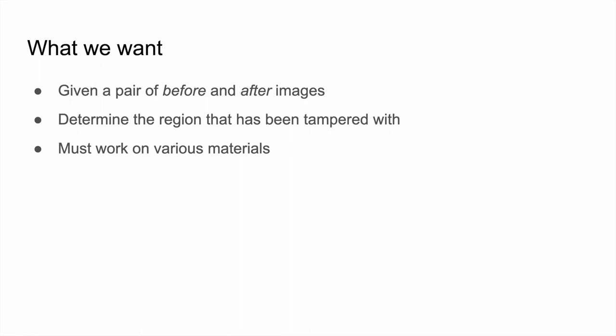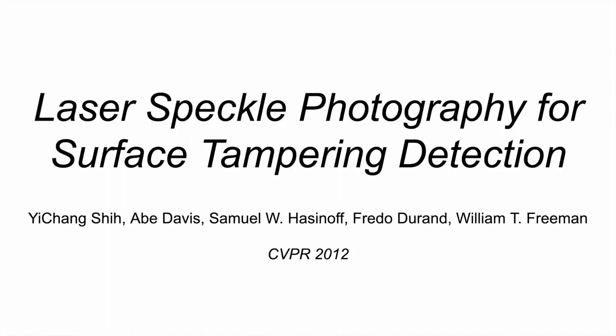What we want to do is, given a pair of before and after images, determine the region that has been tampered with and be able to generalize a technique that can work with a large number of surface types. Unlike with traditional forensic analysis techniques, we do not want to change the surface at all by applying fingerprint powders. The paper Laser Speckle Photography for Surface Tampering Detection uses the idea of laser speckle imaging to solve this problem.